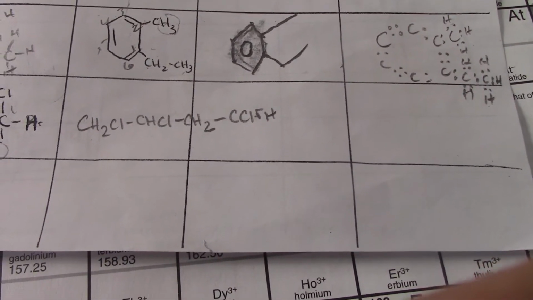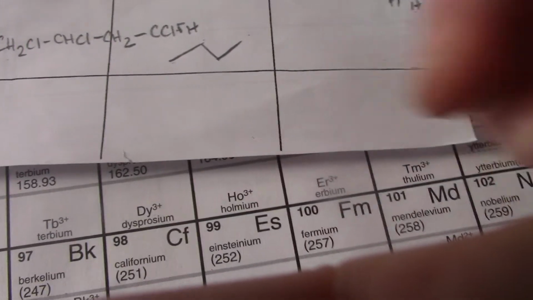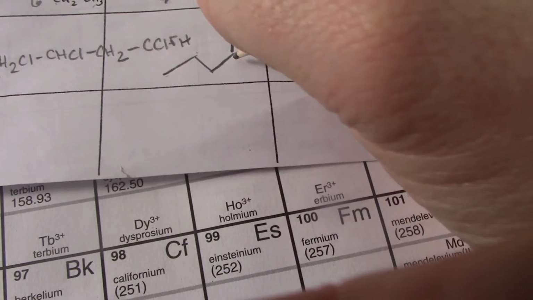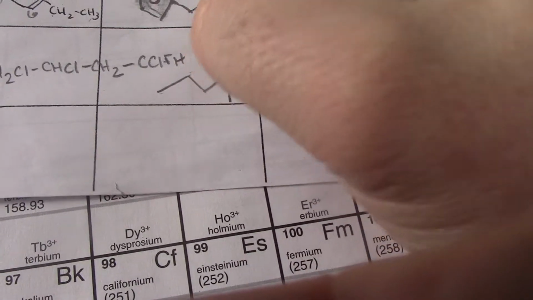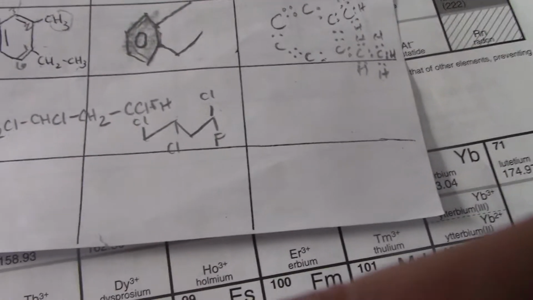Okay, that's your condensed structural diagram. The line structural diagram looks like this. 1, 2, 3, 4. And there's a chlorine on carbon 1. There's also a fluorine on carbon 1. Chlorine on carbon 3 and a chlorine on carbon 4. And then I'm done. It doesn't matter which side I put the chlorine on.